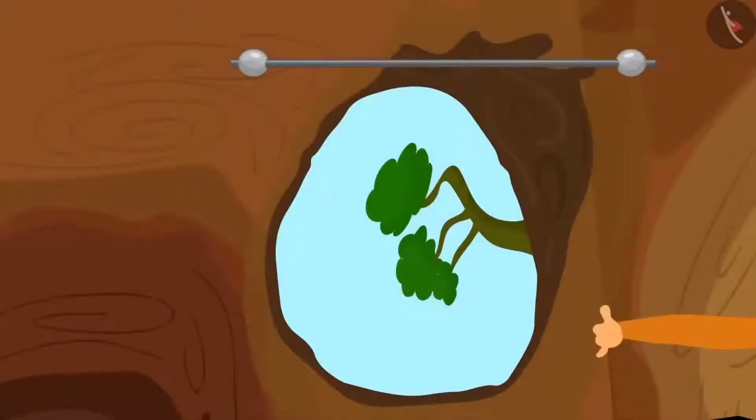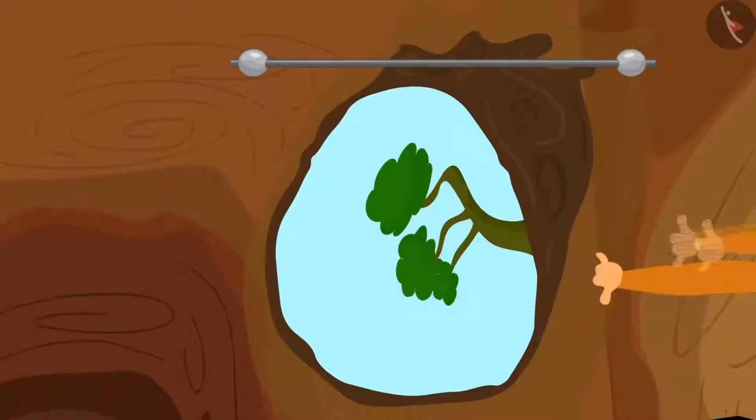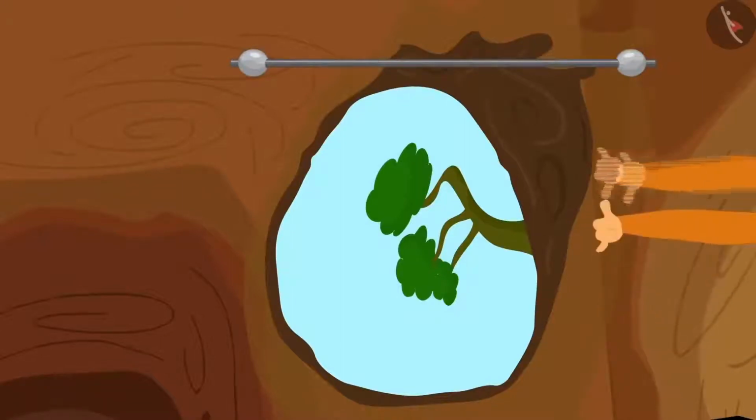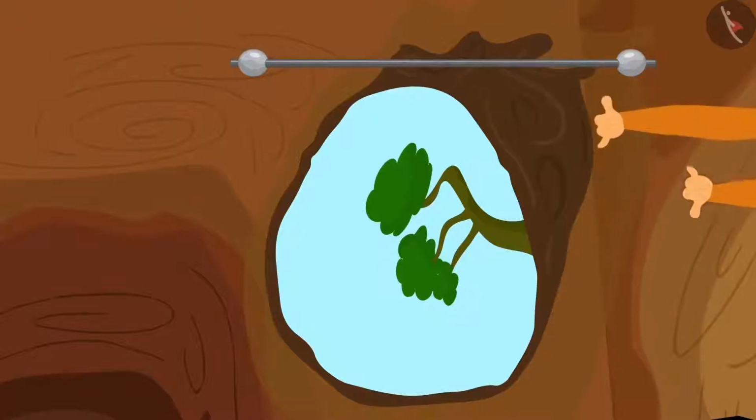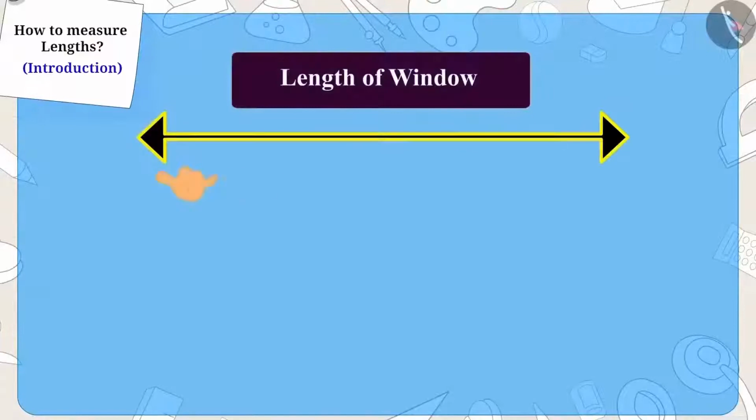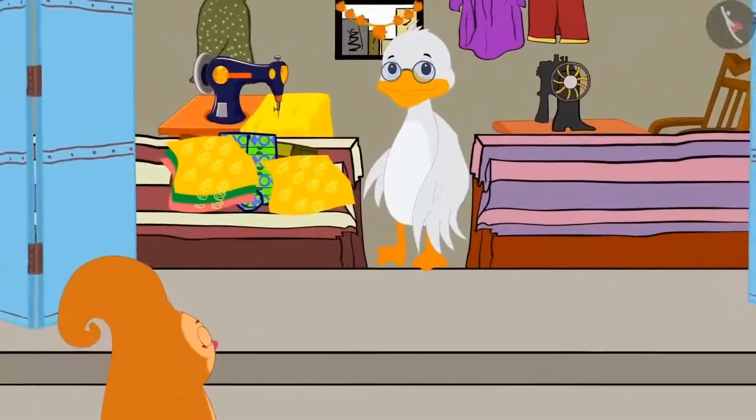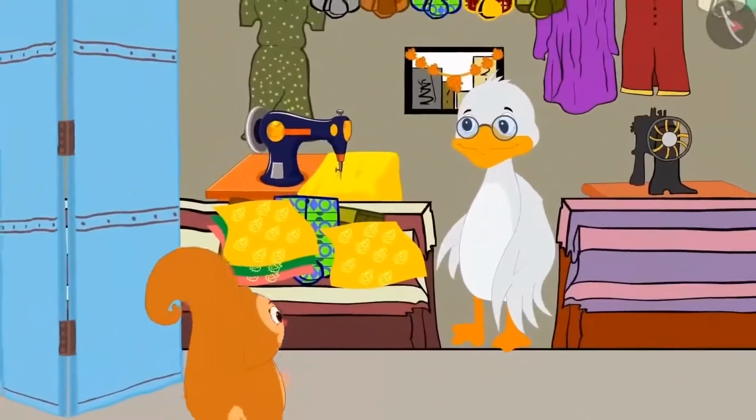Then Chanda thought of measuring the length of the window with her palm. She quickly measured the length of the window using her palms. The length of the window is equal to 7 of Chanda's palms. Chanda reached uncle's shop all excited.